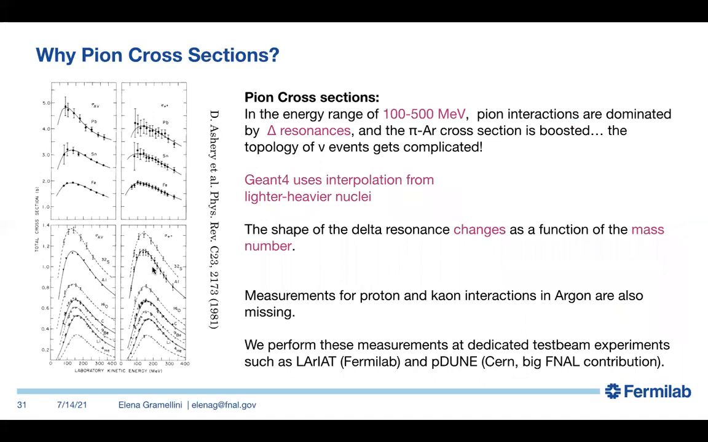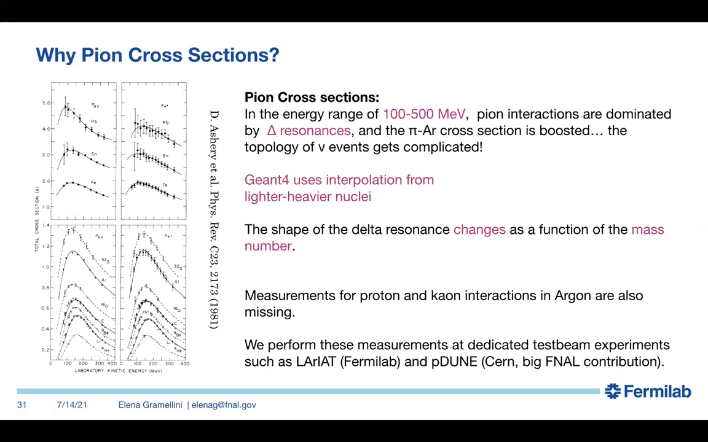So again, pions are important because they're a big portion of the products of neutrino interaction, and it's important to study them in the nucleus that you care about. In particular in argon, because the shape of their cross section, so their probability of interaction, changes as a function of the nuclear medium. For example, you go from helium here to lead, and the probability of interaction changes quite some.